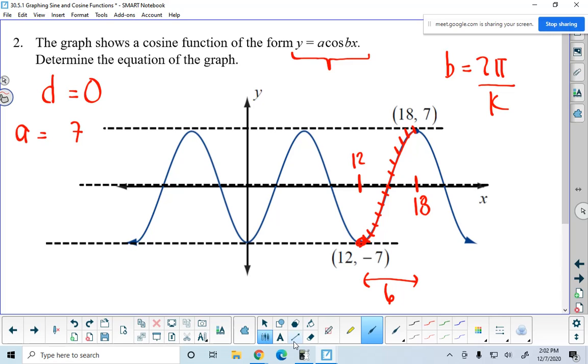Which means that the period must be twice as great, so the period is 12, because it has to go down, down again. That means we can figure out what B is by taking 2 pi over 12, which means B is pi over 6, because we can reduce the 2 and the 12.